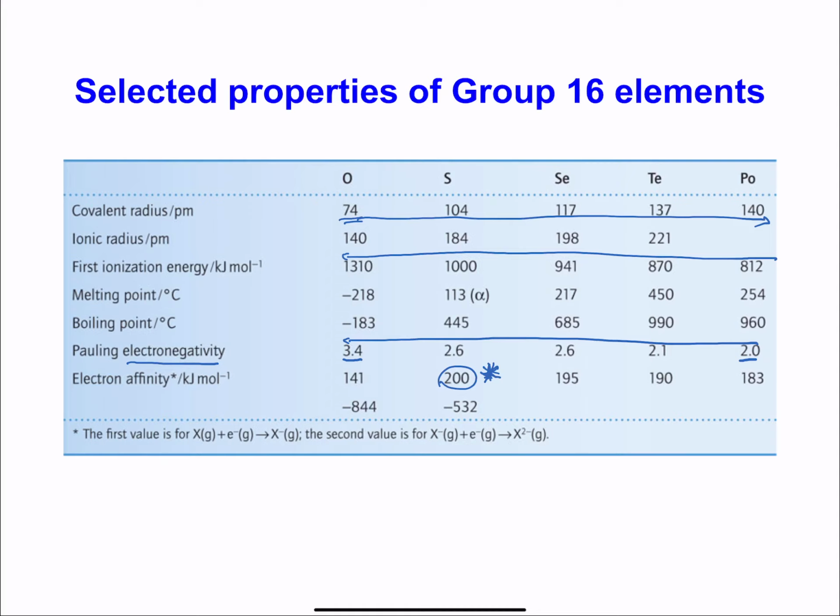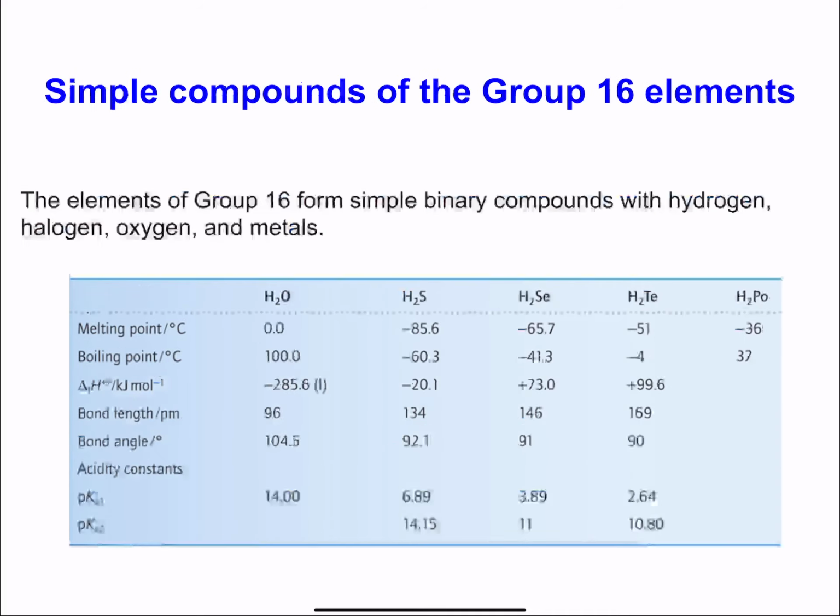You can see oxygen is a gas at room temperature, and all the others are solids. Group 16 elements tend to form binary compounds with hydrogen, halogens, oxygen, and also metals. Almost all metals form metal oxides and metal sulfides, especially metal oxides. Very, very common.